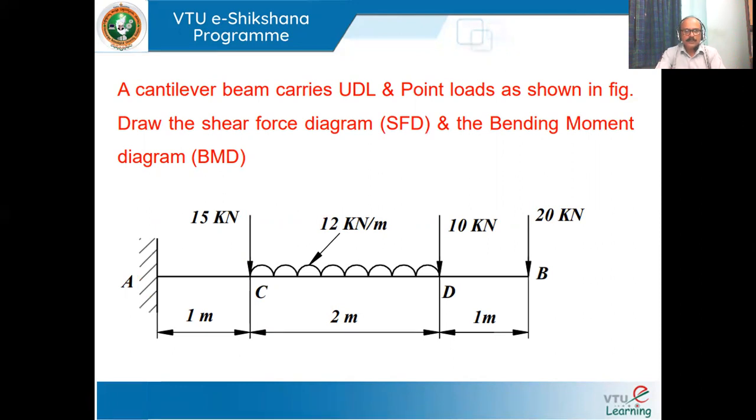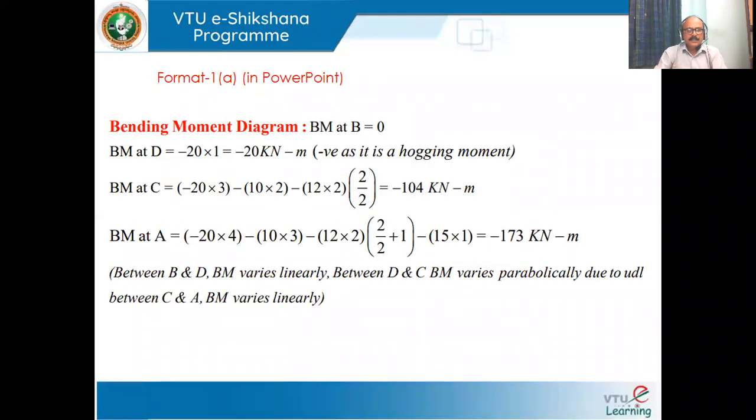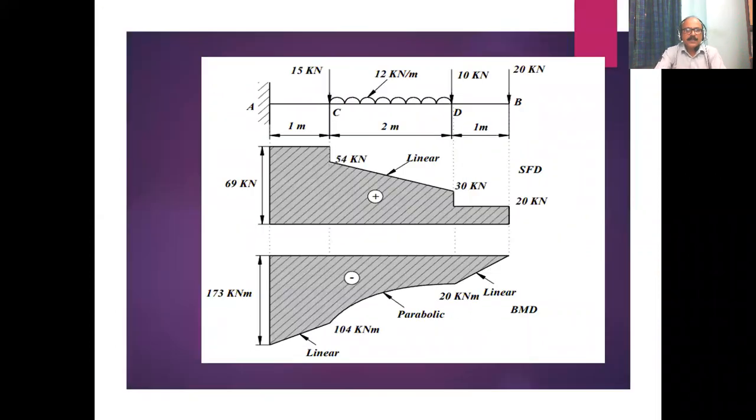To draw the shear force diagram, let us first consider the line diagram. At point B, I'll consider a section after the loads and before the support. After the loads means, from right to left, after 15 kilonewton, almost close to the fixed end A, I'll be considering a section. Now the sign convention is very important.